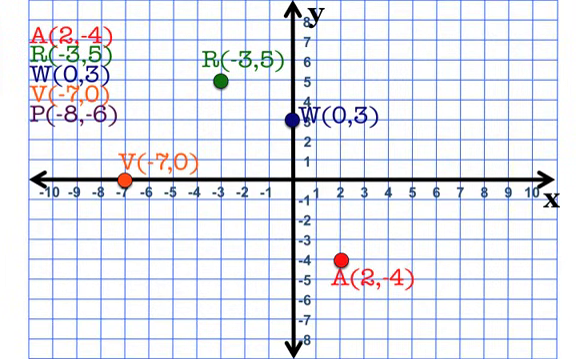How about P at negative 8, negative 6? Same exact thing. We start at the origin, then we move. How do we move? Well, our x is negative 8, right? Since our x is negative 8, we go 8 places to the left. And then since our y is negative 6, from there we go 6 places down. And then we just plot our point. And that's our point P at negative 8, negative 6.